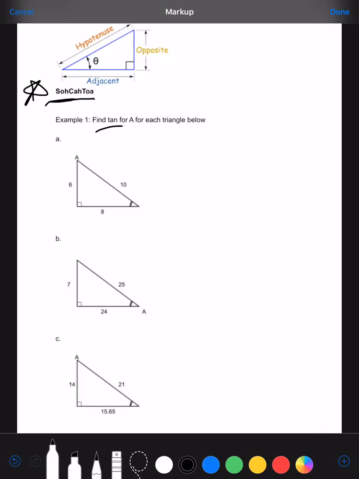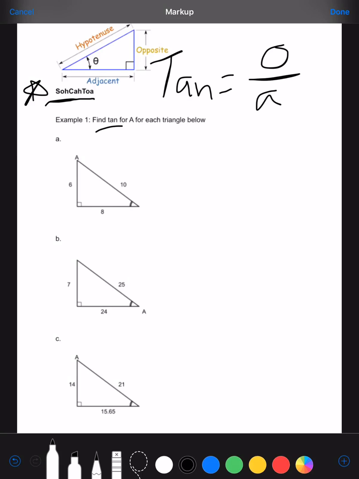So the part we need to be paying attention to is these last three letters. So the TOA, which stands for, I guess, rather than says, tan is equal to opposite over adjacent.